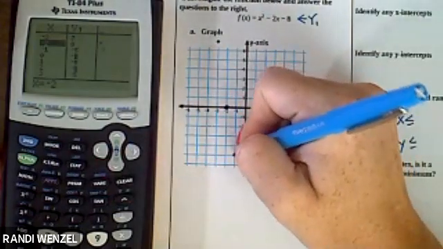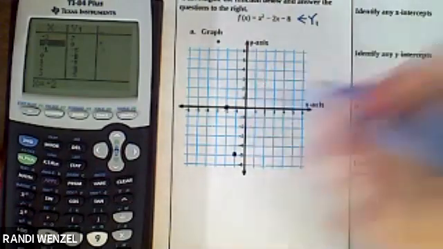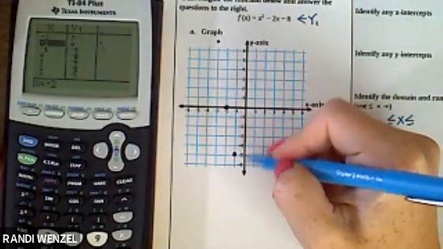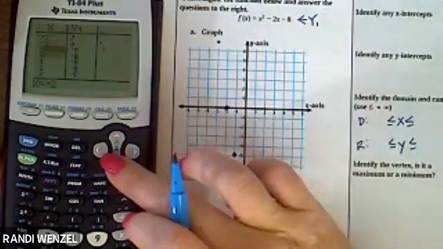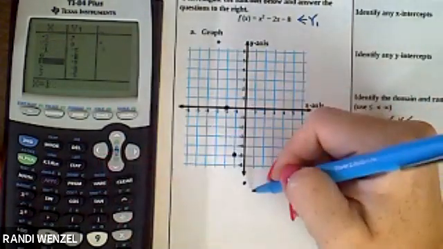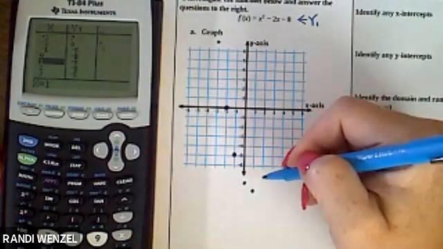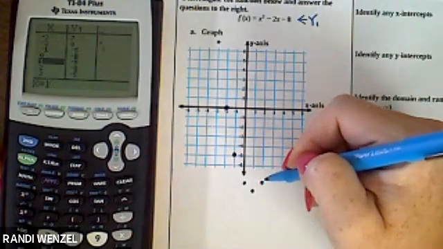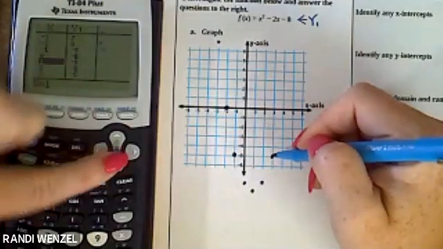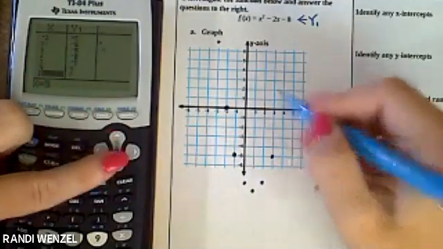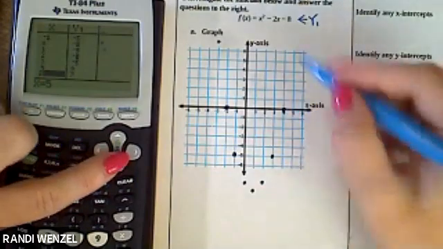-1, -5. 0, -8. Again, this is going off this graph, and that's okay. We can still kind of approximate. We have 1, -9, which would be one below that. 2, -8. 3, -5. And I'm going to go at least one more. 4, 0. And then we have 5.